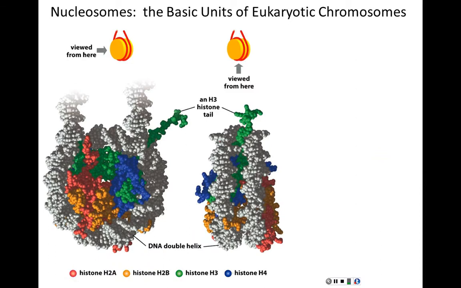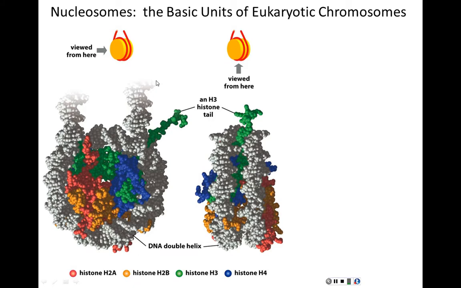We'll get a couple other views of nucleosomes. Here's the schematic that we've been using. We can look at the nucleosome head on, so we're actually looking at the protein spool itself, and you can see the individual histone proteins are color-coded here, and then the DNA is gray wrapped around the outer edge of the nucleosome. So again, the DNA comes in, wraps around a couple times, and then exits out to the next nucleosome.